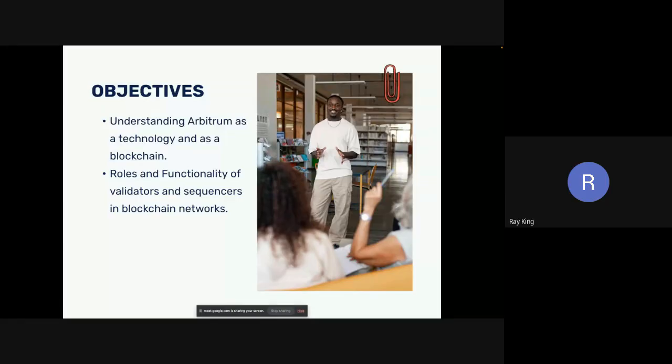You need to understand what we have learned so far in order to understand how Arbitrum works. So today we'll be looking at understanding Arbitrum as a technology and also as a blockchain. We need to understand that Arbitrum is both a technology and a blockchain. And then we'll look at the roles and functionality of validators and sequencers in blockchain networks.